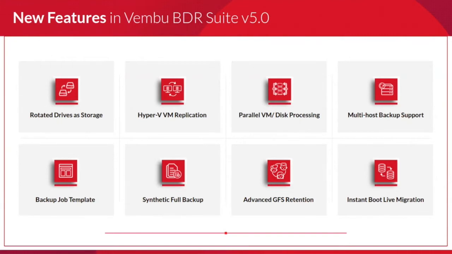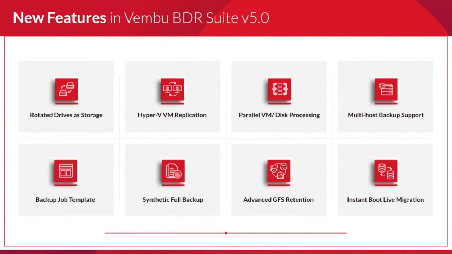And next is parallel VM and disk processing. This feature is requested by many of our partners, to optimally use the resources of the backup server. Previously you could run only the backup jobs in parallel, and if you wanted to customize this parallel job processing, you had to make changes in the conf file and then restart the application. We totally simplified it in version 5.0. So from the user interface itself, you can set up the parallel VM and disk processing.